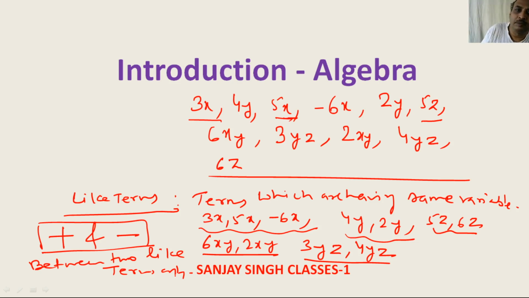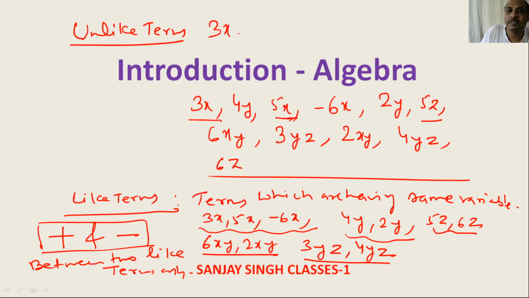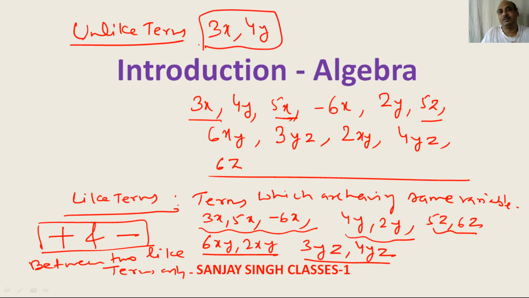Now, suppose unlike terms, now we will discuss. So what are called unlike terms? Like 3x and 4y. These two are unlike terms. So no operation of addition and subtraction is possible. No addition and subtraction for unlike terms.